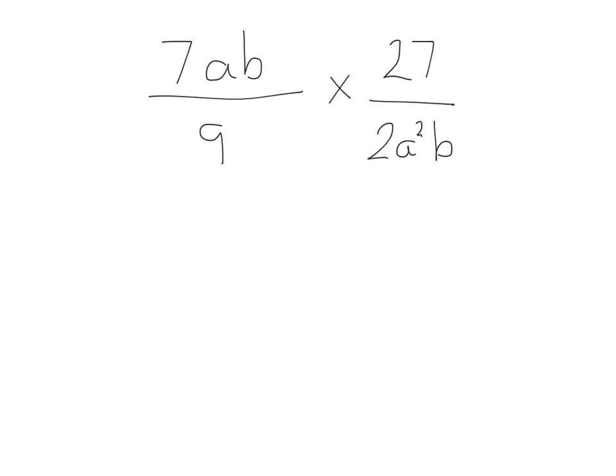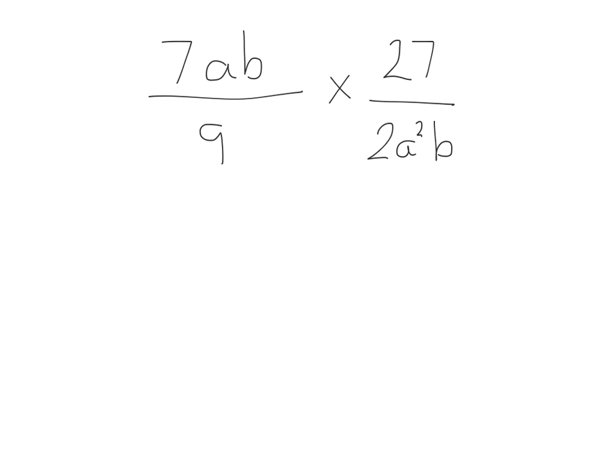In this example I've been asked to simplify 7ab over 9 times 27 over 2a squared b. First let's look at our diagonals, the numbers first: 2 and 7, we can't really do anything there. Let's look at our letters now: ab, and I've got an a squared b here. Remember, a squared means a times a. So on the bottom line I've got 2 times a times a times b, and on the top I've got 7 times a times b.